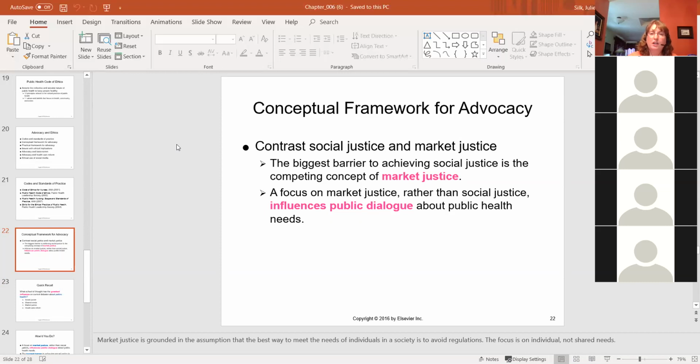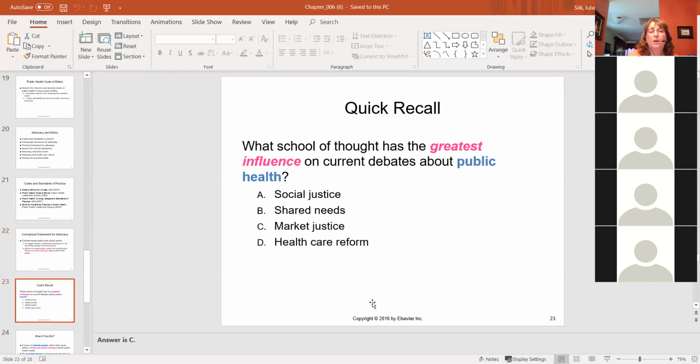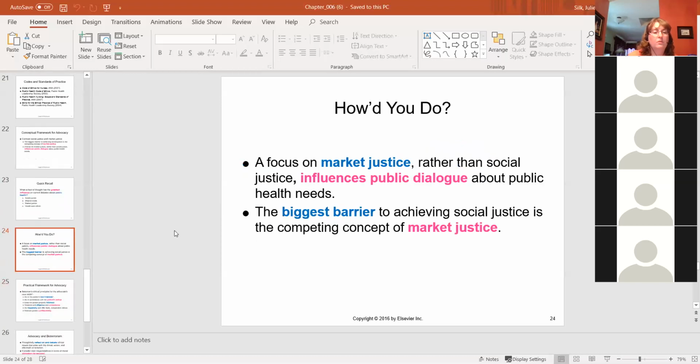So, when you're talking about communities then, really you're looking at the greater good in a community. You're looking at groups of people, not just individuals. So, yeah, that's kind of what this is getting at. All right, so what school of thought has the greatest influence on current debates about public health? Our answer is C, market justice. And then this is just reiterating what we just said, so I'm not going to repeat that.